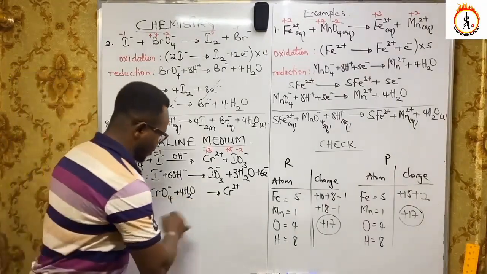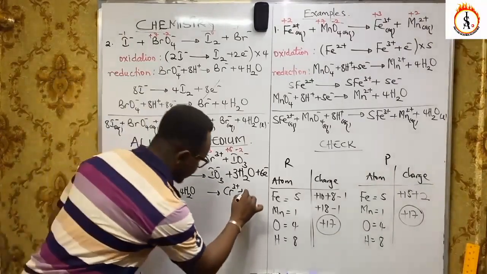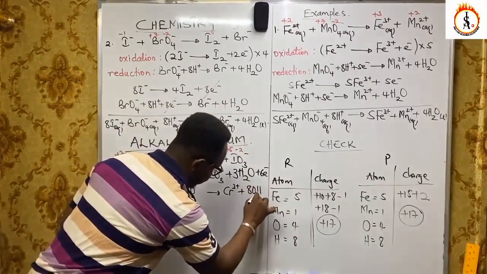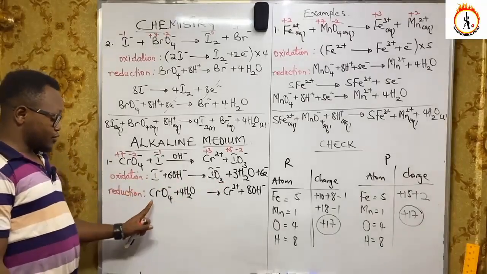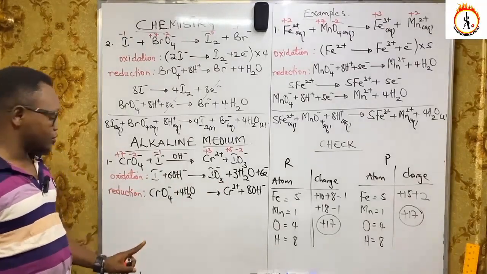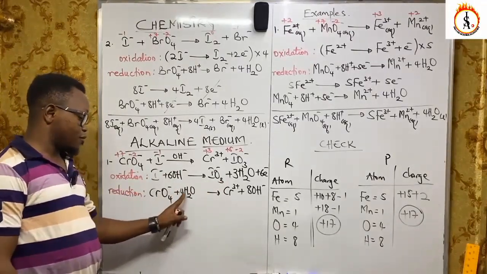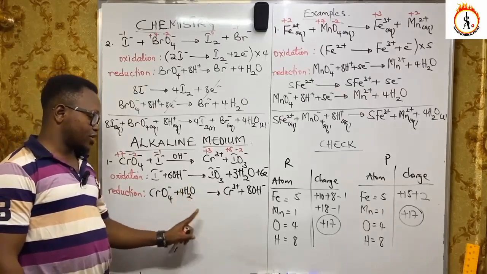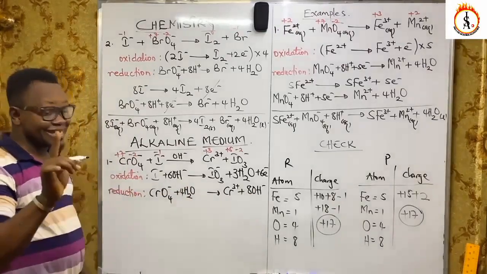Okay? So in this case, to balance for hydrogen, we add hydroxyl ions. So we're going to add 8 hydroxyl ions. By adding 8 hydroxyl ions, the entire equation is now balanced in terms of atoms. 1 chromium, 1 chromium. Oxygen 4 plus 4, 8, hydrogen 8. Oxygen 8, hydrogen 8. So now we balance the charge.